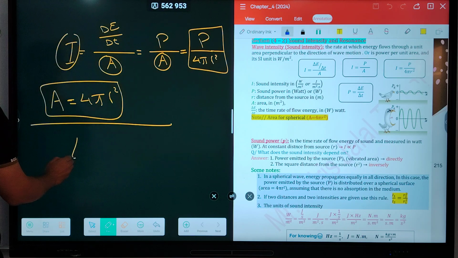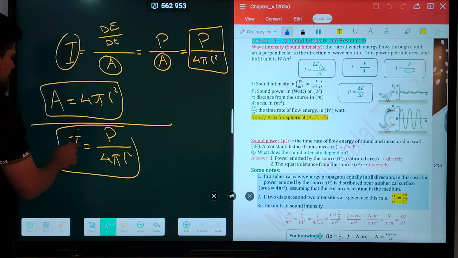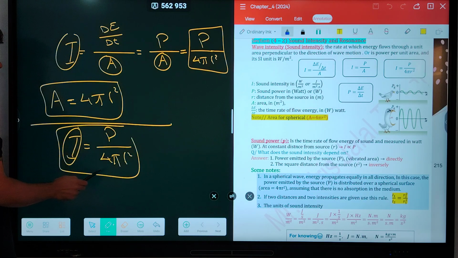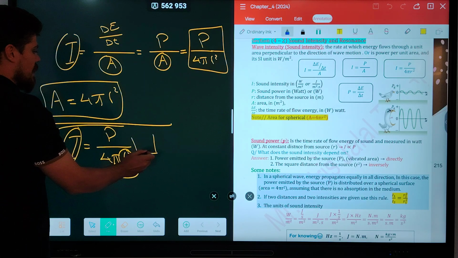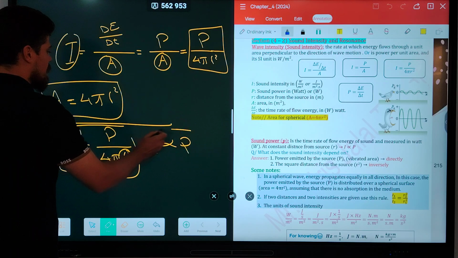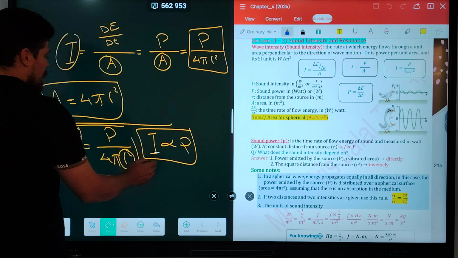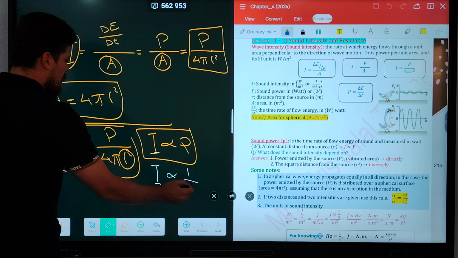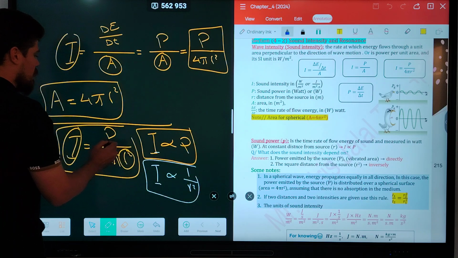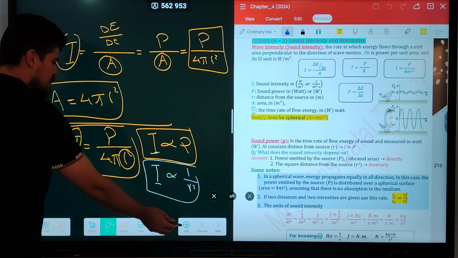According to this equation, I is equal to power over 4 pi r squared. What is the relation between intensity and power at constant distance? At constant distance, the relation between intensity and power is directly proportional. What about the distance? Intensity is inversely proportional to the square of the distance at constant power. So this is very important.